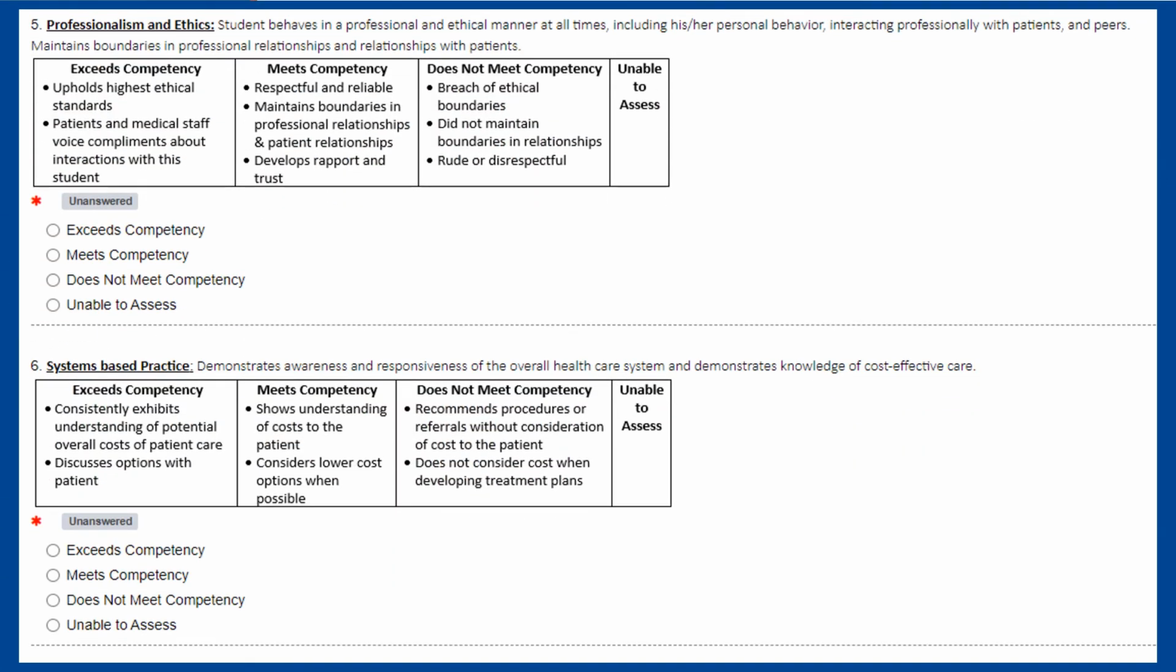Number 5 is professionalism and ethics. Did the student behave in a professional and ethical manner at all times, including in his or her personal behavior, interactions with patients and peers? Were they able to maintain boundaries in professional relationships and relationships with patients? Number 6, systems-based practice. Did the student doctor demonstrate awareness and responsiveness of the overall healthcare system, and did they demonstrate knowledge of cost-effective care?